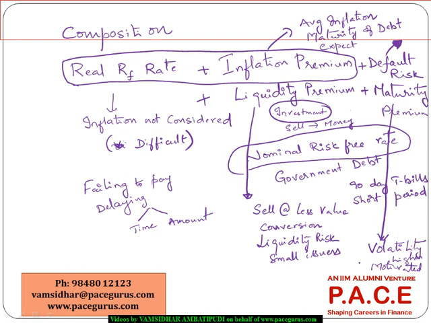So what we typically see is that any interest rate we talk of is composed of the real risk-free rate, the inflation premium, the default risk premium, the liquidity premium, as well as the maturity premium. Alright.